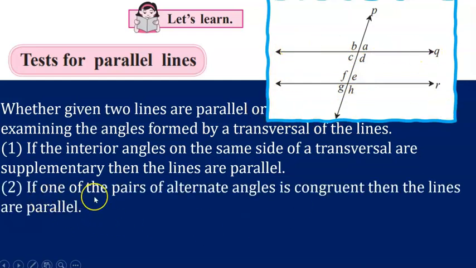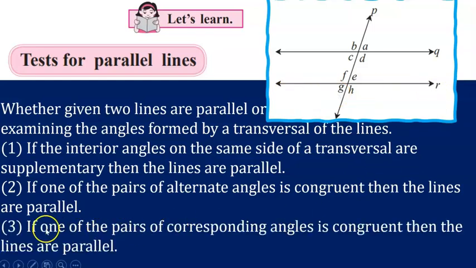Next, if one of the pairs of alternate angles is congruent, then the lines are parallel. Now see this again, lines Q and R, P is their transversal. One pair means what? The measure of angle C is equal to the measure of angle E. If both are the same, then line Q is parallel to line R. Next, if one pair of corresponding angles is congruent, then the lines are parallel. Means what? If the measure of angle A is equal to the measure of angle E, then the lines are parallel.